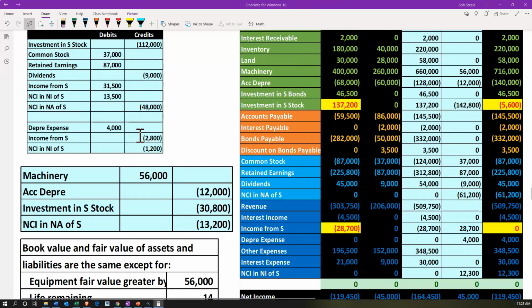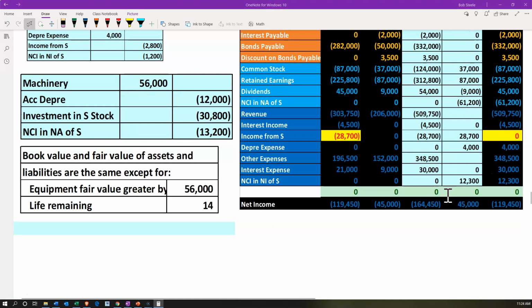We got the machinery going up top, so that's going to be included up here. The accumulated depreciation is going to be included here, so we have the increase in the accumulated depreciation, then breaking that out between the investment and non-controlling interest. Investment in stock is going to be included here. We're not yet at 0, but we're getting there for this account. Then the non-controlling interest in NA is included in this amount there.